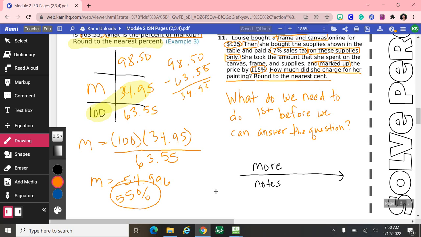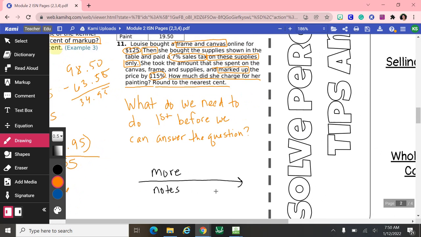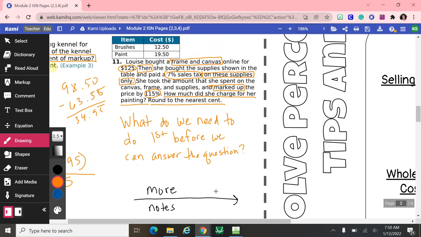Number 11 is one of our apply it questions. And right off the bat, you can see that I've already annotated this and I wrote some notes here. So let me walk you through what we've got going on. Up above here, we have a chart. So I don't need to annotate these numbers. They're already organized in a chart. I'm just going to let them be.